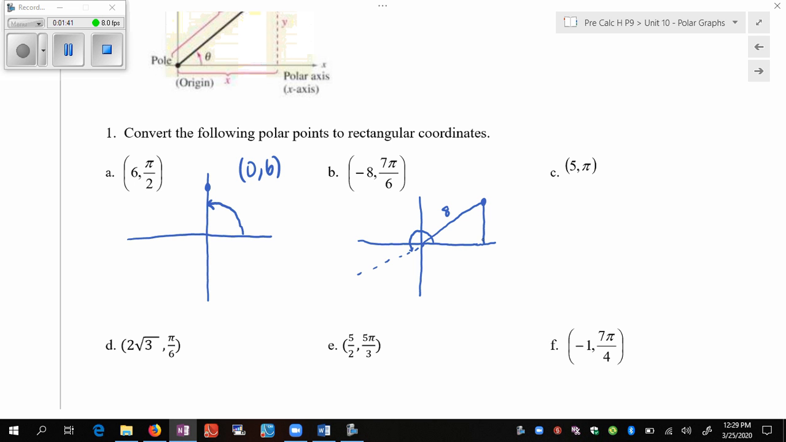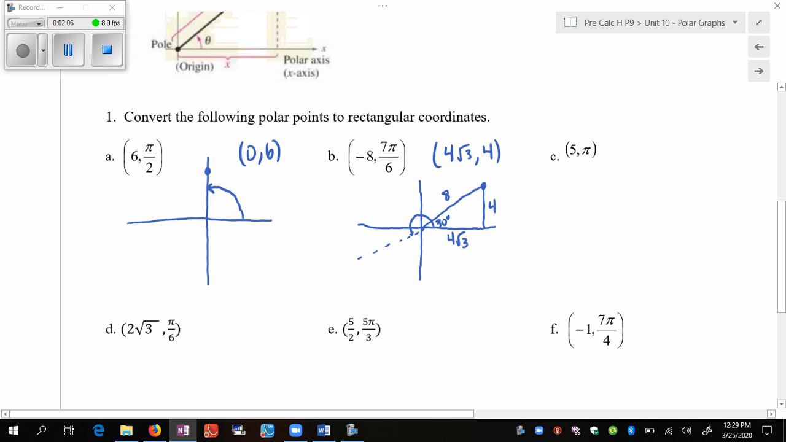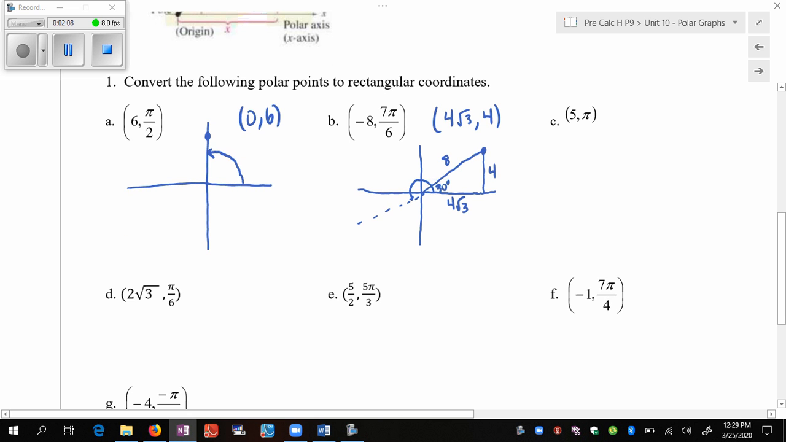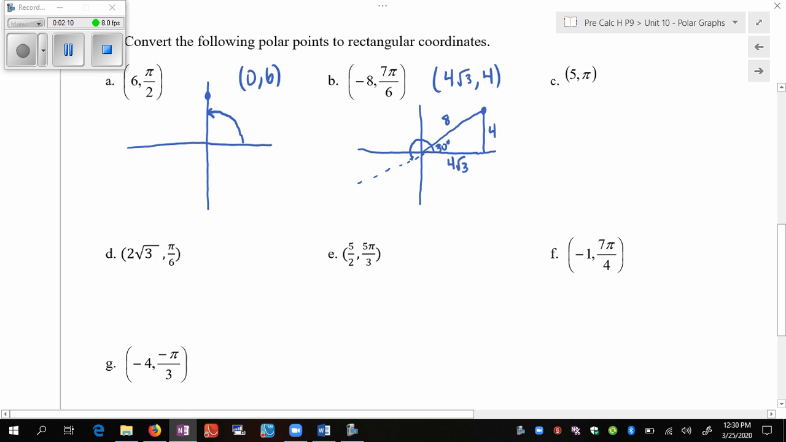So 7 pi over 6 is a reference angle of 30 degrees. So in a 30, 60, 90 triangle, it's in a 1 to 2 to radical 3 ratio. So it's in a 4 to 8 to 4 radical 3 ratio. So my coordinates would be 4 radical 3 for the x, because I went right 4 radical 3, and 4 for the y, because I went up 4. So let's try one that's not in the first quadrant just to see what happens to encounter that.